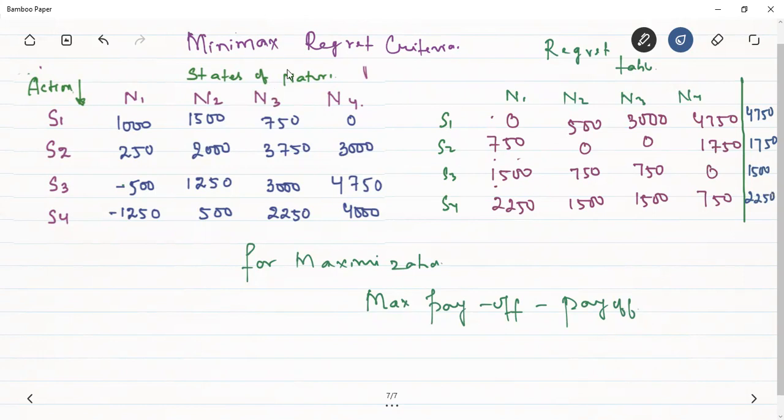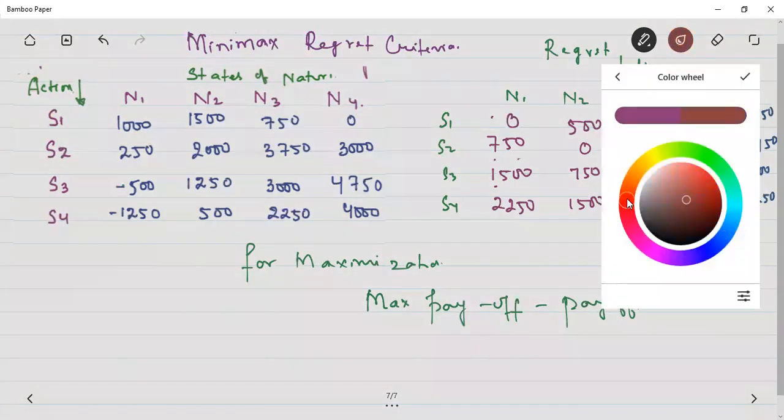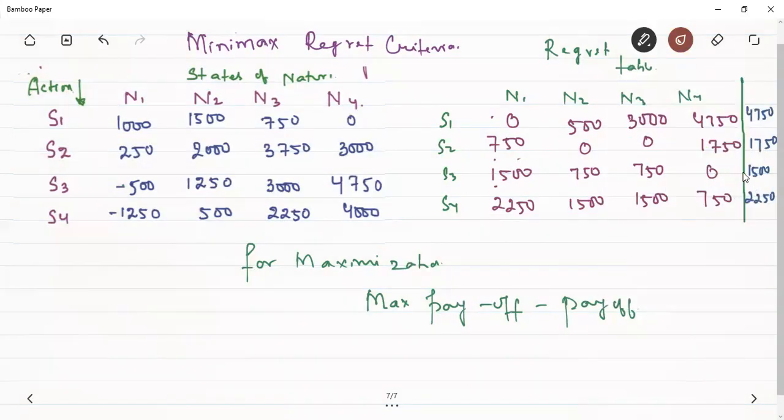So what does the minimax criterion suggest? Out of the maximum regrets for all these courses of action, we have to select the minimum. We can see that the minimum regret among these is for course of action S3, because it is only 1500. Therefore, from the minimax regret criterion, it can be concluded that the minimum regret is 1500. Out of the maximum regrets, we have to see which is the minimum, and that is 1500. Therefore, the course of action S3 will be the optimal among them.